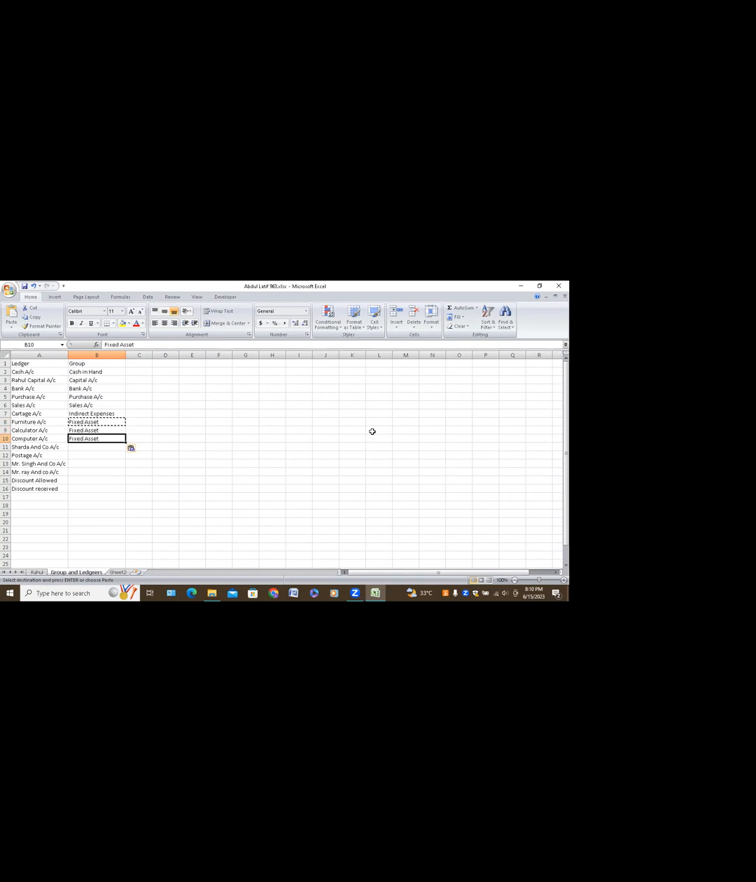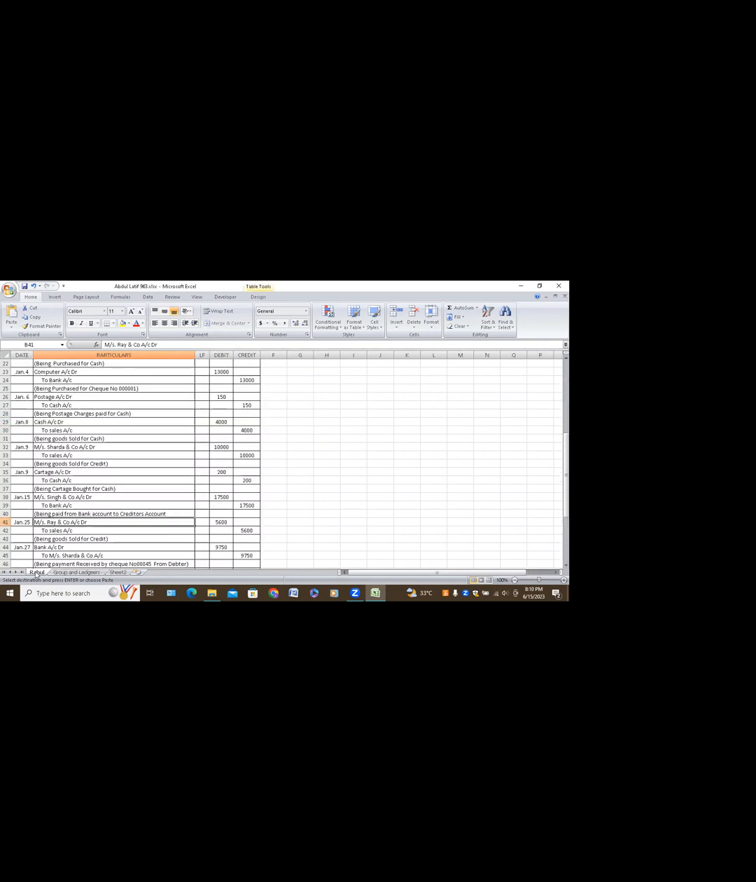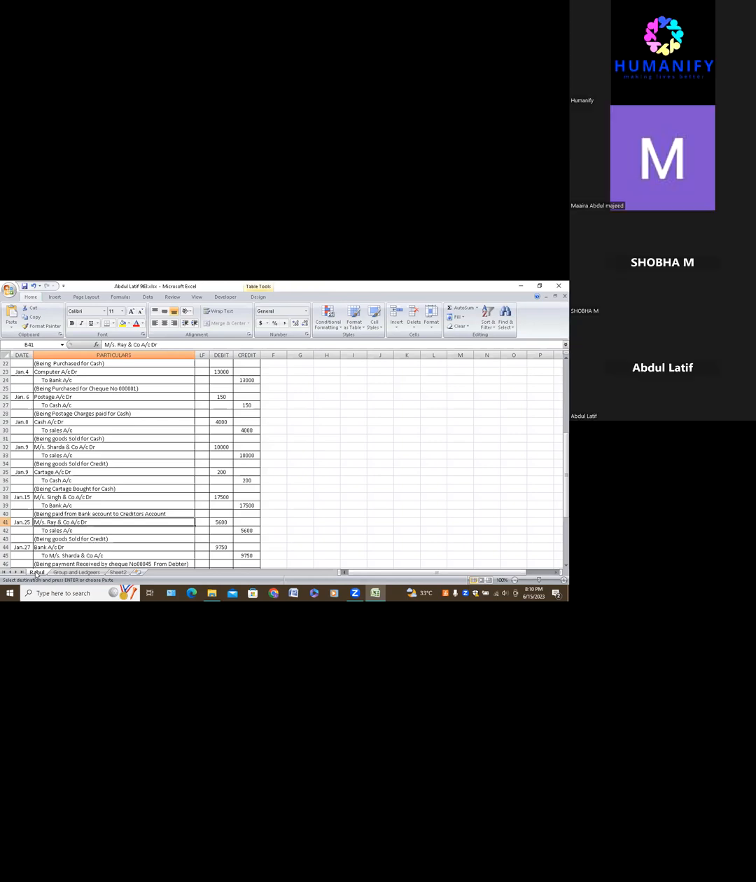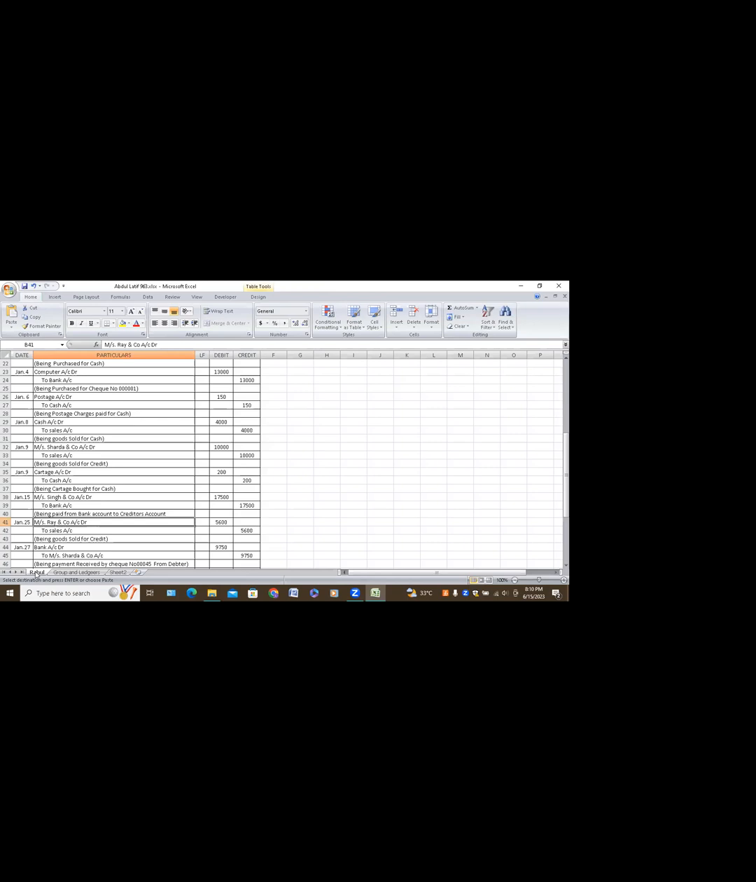Shraddha and Co. Is it sundry debtor or sundry creditor? No, that answer is no. Abdul, see the answer and tell. January 27th, and as of January 9, you have sundry debtor, ma'am. Shraddha and Co, you have it 2 times. Correct.